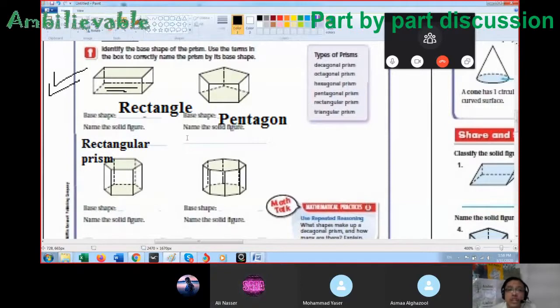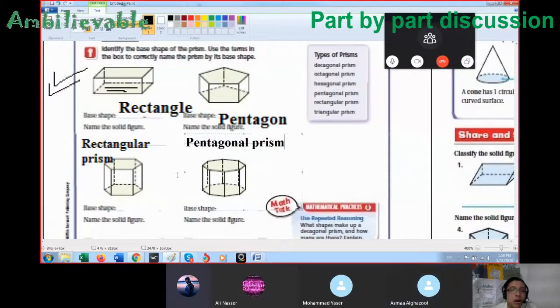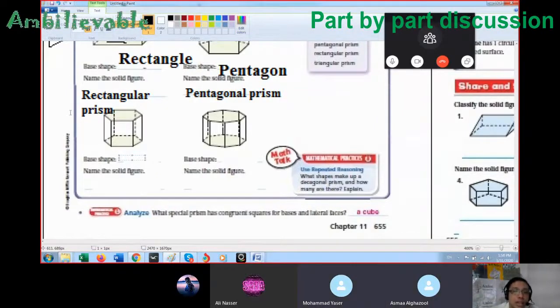This one, can you tell me what's the name of this one? Pentagonal prism. Very good. What about this one? What's the base shape? Rivan, tell me. Hexagon. So what is the name of the polyhedron or the solid figure? Hexagonal prism. Very good. And what about this one? The name of the solid figure is? Octagon. So therefore, the solid figure is an octagonal prism. Very good.